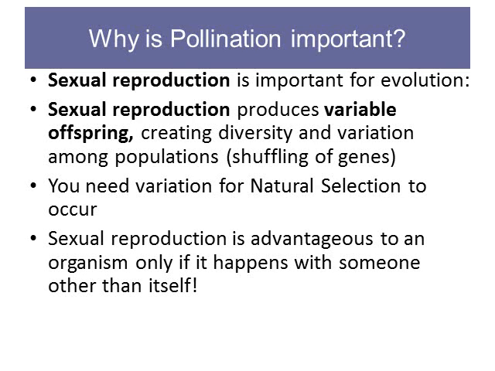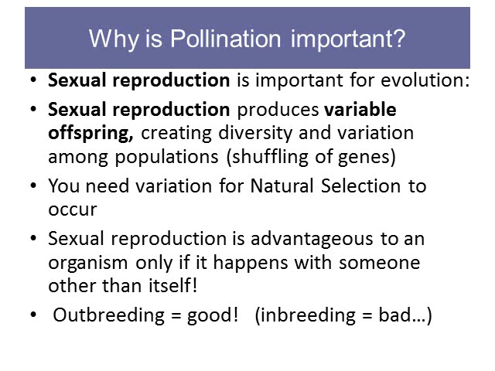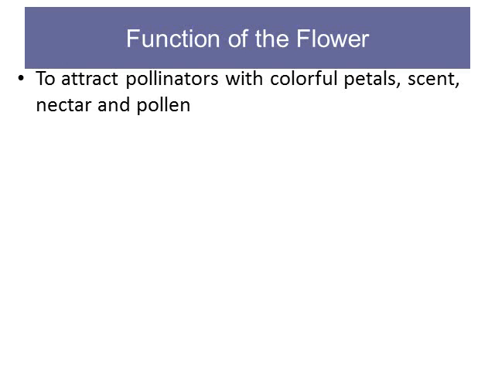And remember, sexual reproduction is advantageous to an organism only if it happens with someone other than itself. They're going to think, okay, yeah, duh, you can't have sex with yourself and impregnate yourself. Well, that's the deal. Plants actually can. Outbreeding is good, inbreeding is bad, but flowers actually are hermaphrodites.